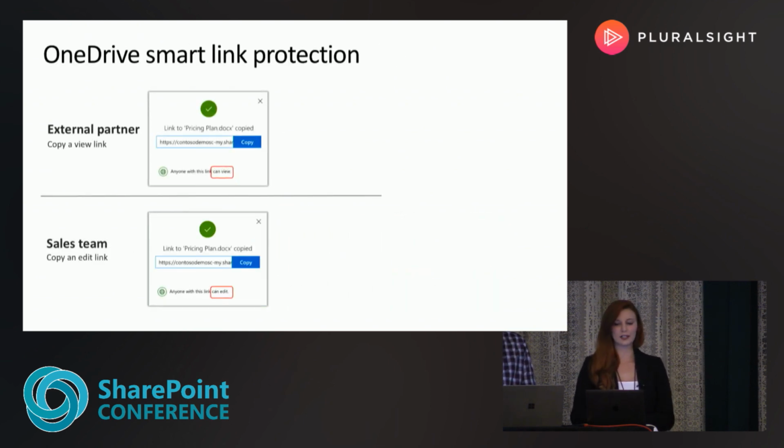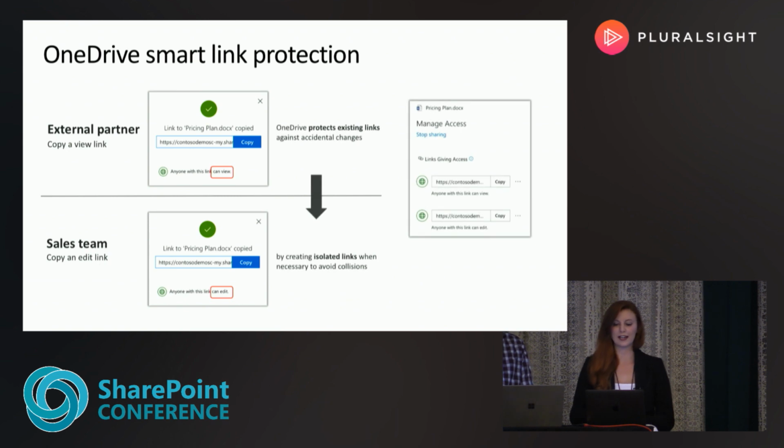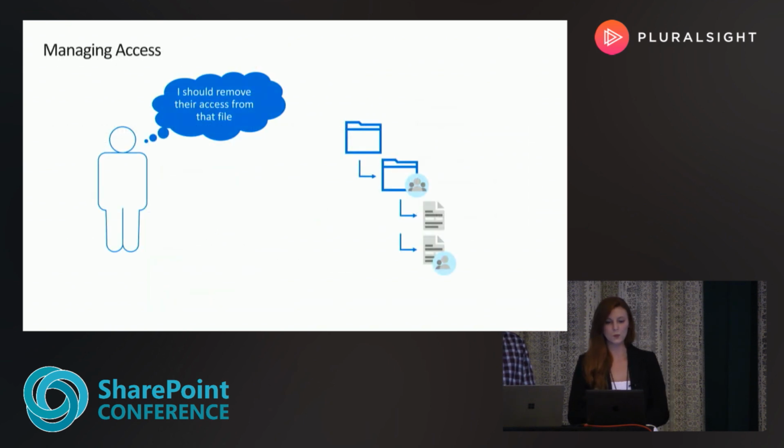Thanks to OneDrive's smart link protection, we are able to prevent against accidental changes by creating isolated links when necessary to avoid any collisions. So whenever I create a new link that has different permissions than the existing links, it will preserve the existing links. It will preserve the existing permissions while creating a new link as needed.